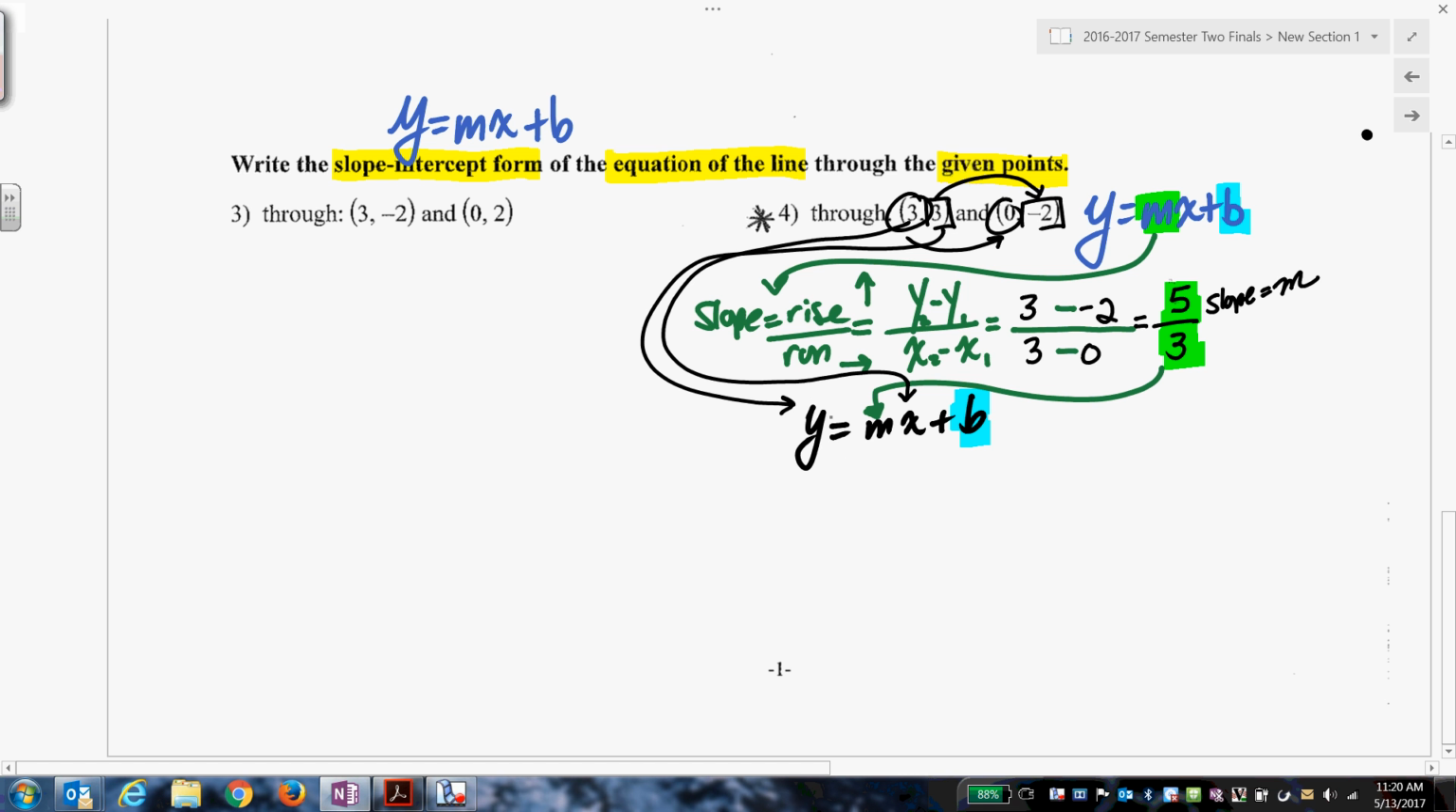So ready? The y is going to be positive 3. The m we have is 5/3. The x is 3 plus b. B we do not know. That's technically 3 over 1. Those 3's cancel. So I have 3 equals 5 plus b. And now I want to minus 5 both sides. And my b is going to equal negative 2.